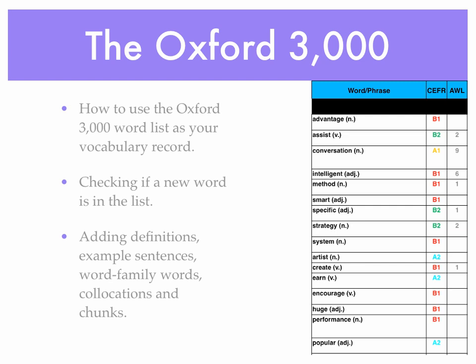So we would do, first of all, a checking to see if a new word is in the list. So when you're reading something and you find a word that you think you need to remember, you can check if it's in this list. And then we will look at how to add definitions, how to add example sentences, how to look at word family words and collocations and chunks.